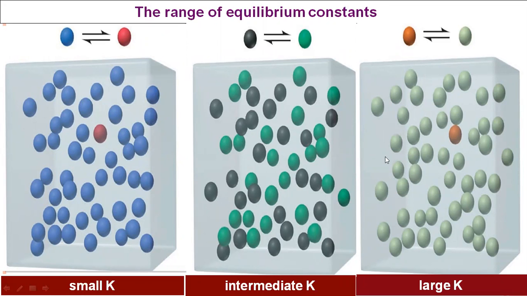If K is small, the product will be small. If K is intermediate, the ratio between the product and reactant will be equal. And if K is large, then the product amount is large and the reactant amount is less.